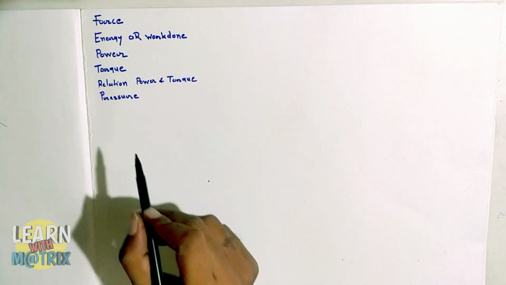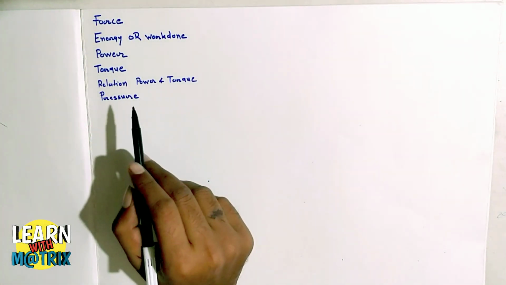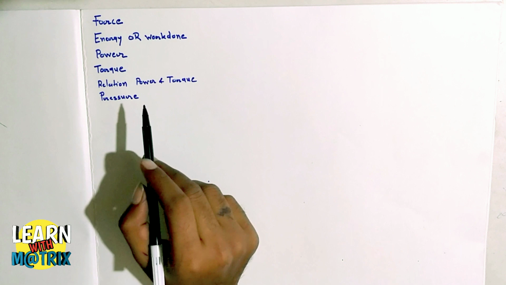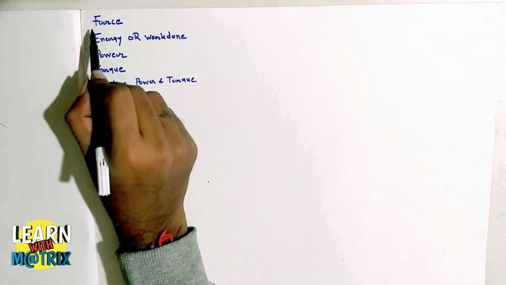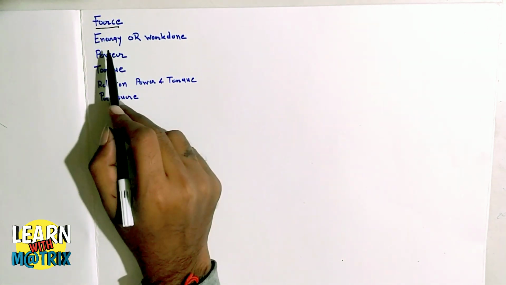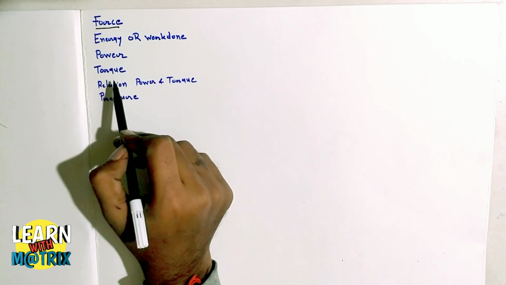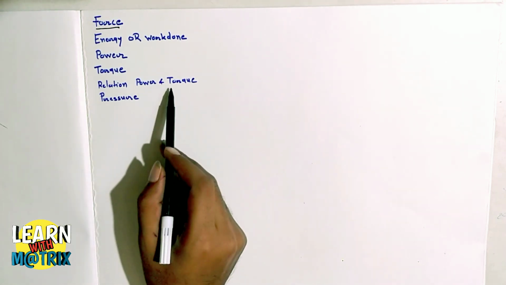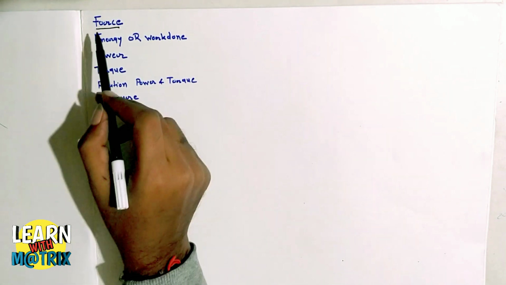Here are some basic terms, equations, and units you should know if you are related to the mechanical field: force, energy, work done, power, torque, relation between power and torque, and pressure. Let us start with force.